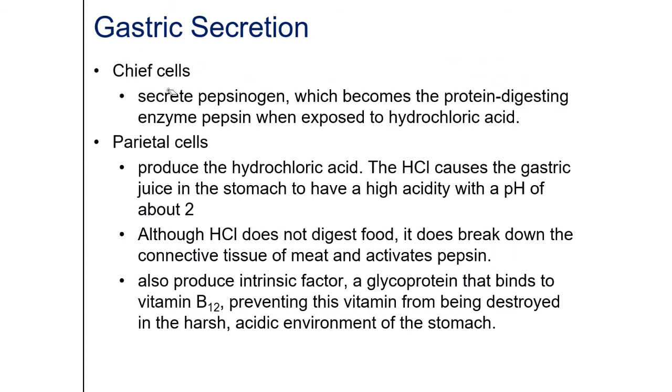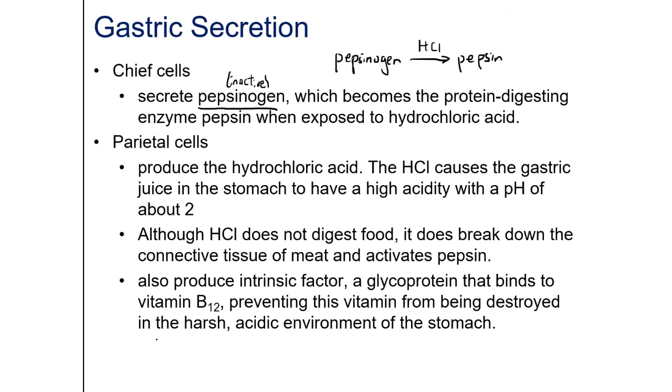So the chief cells, which is another type of cell found in the gastric gland, secrete pepsinogen. Pepsinogen is inactive, because it ends with -ogen, and in order to activate it, pepsinogen will become pepsin, the active form, in the presence of hydrochloric acid. The hydrochloric acid is produced by the parietal cells. But before that, the function of pepsin is to break down amino acids.